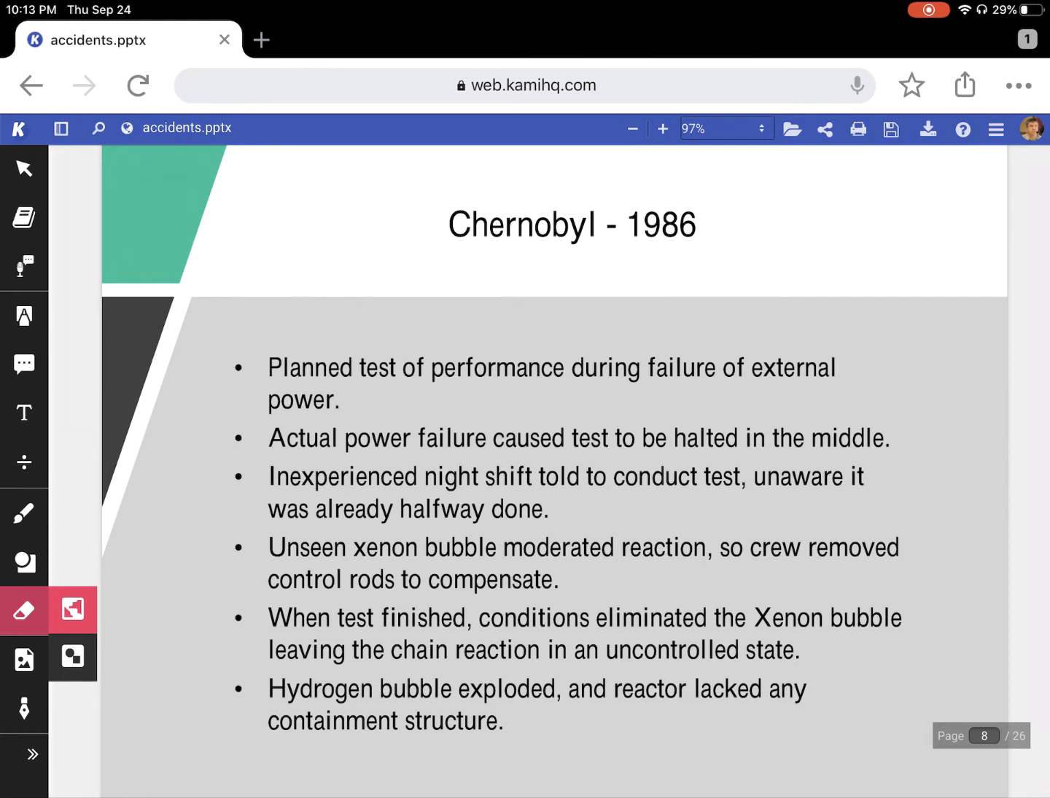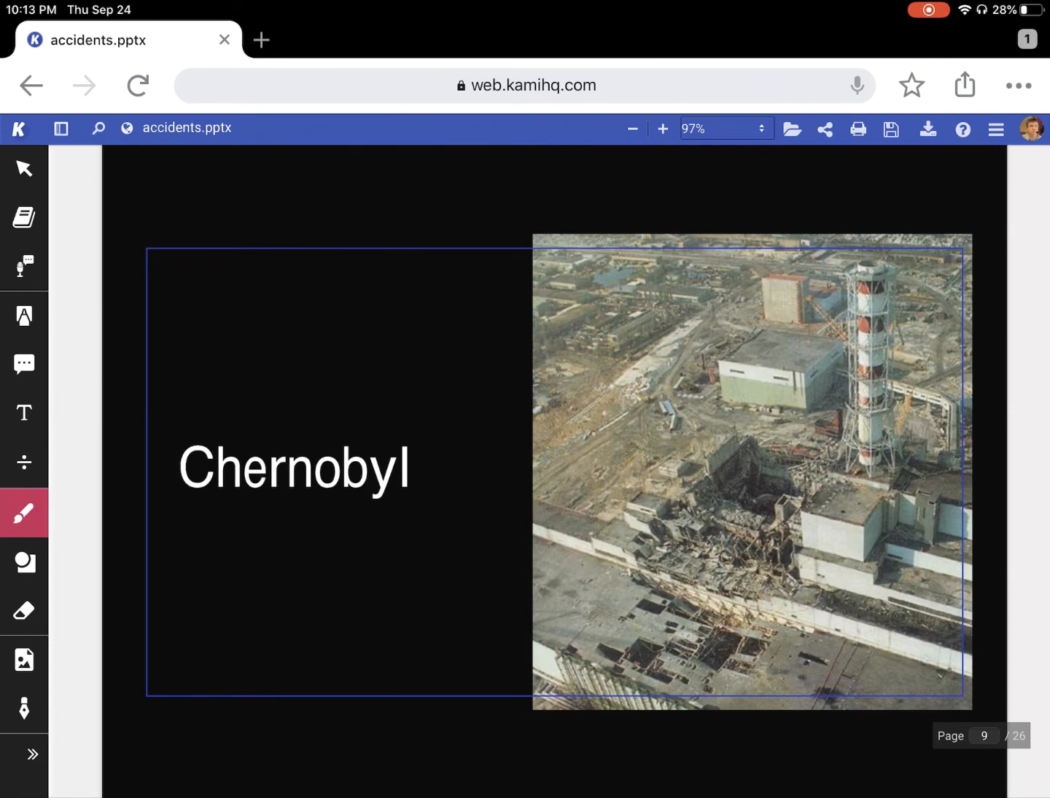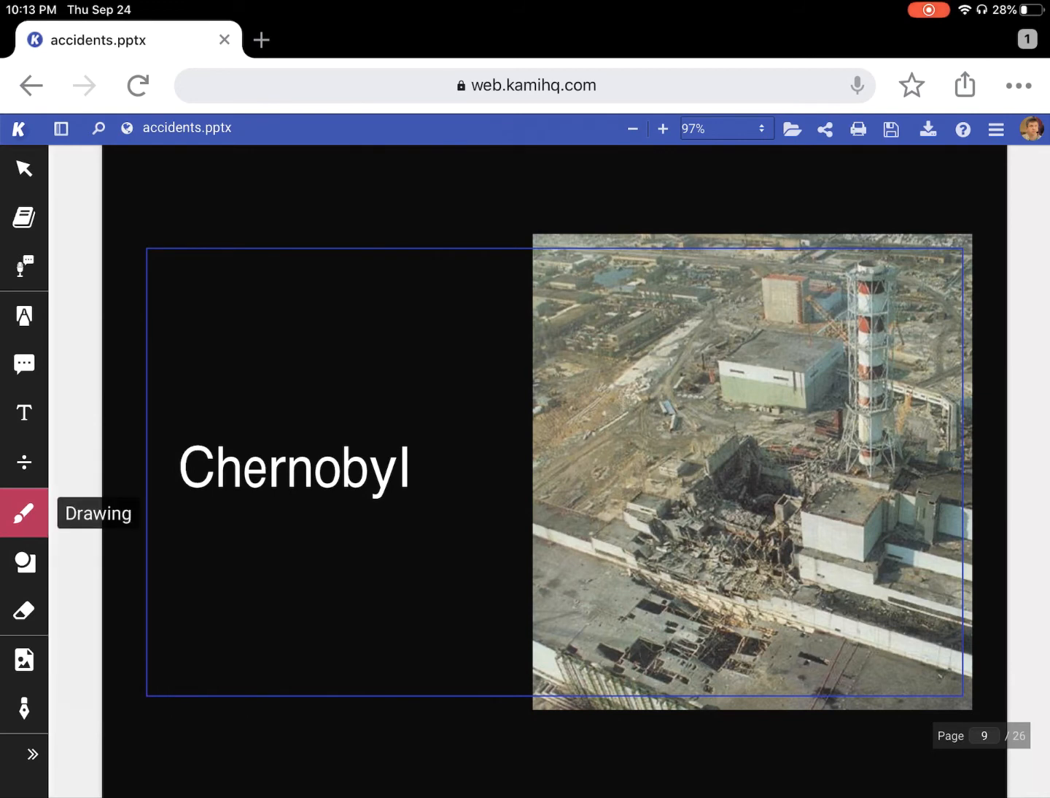After the testing was done, the xenon bubble kind of went away, and then you had a reactor that was in an uncontrolled state. Hydrogen produced, the hydrogen exploded, the reactor lacked much of a containment structure, and boom, the reactor explodes. The multi-thousand ton lid of the reactor was thrown 100 feet up in the air, and it was an amazing explosion. And so this was the reactor. It's now a big hole in the ground.